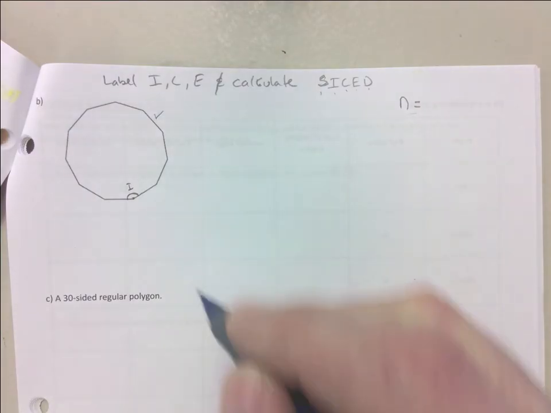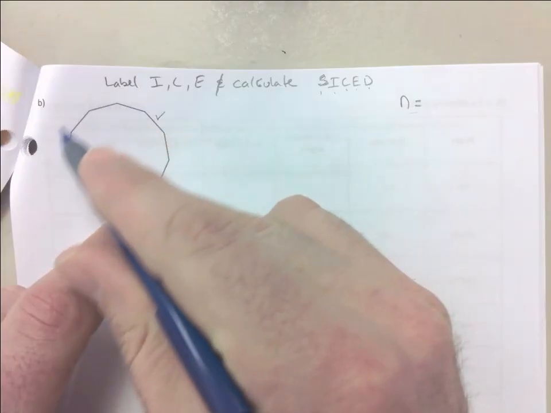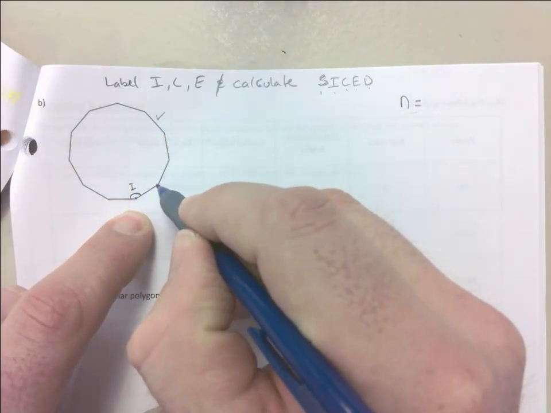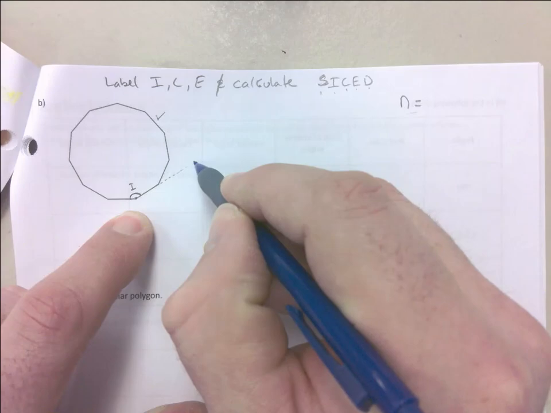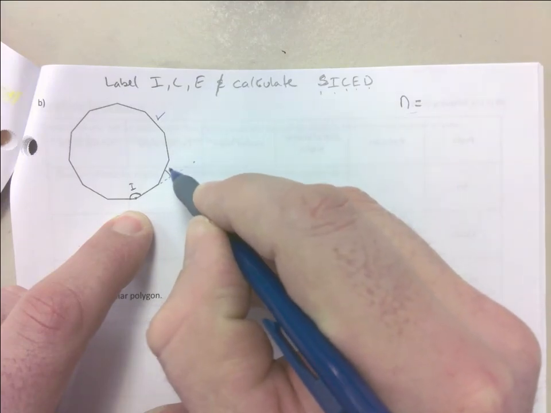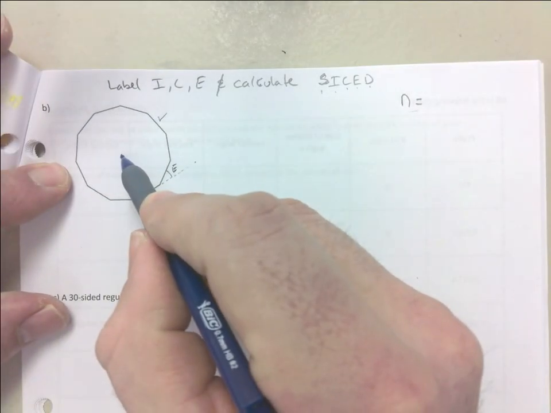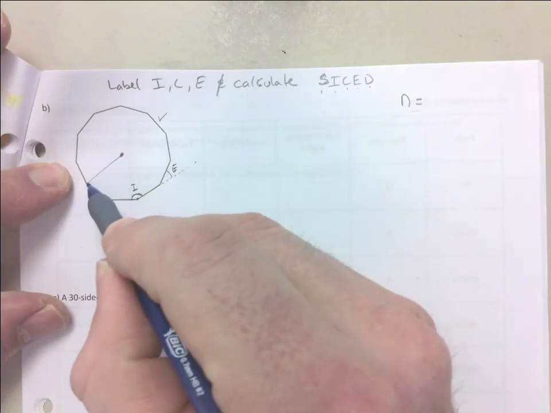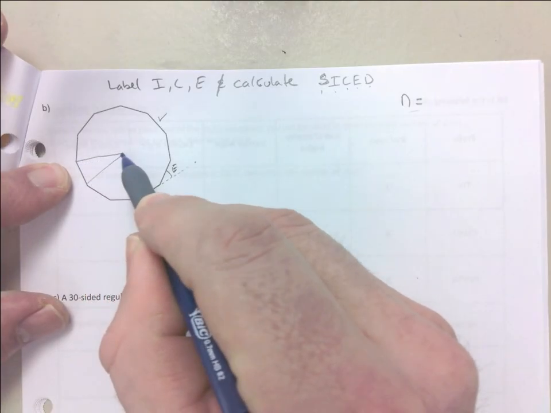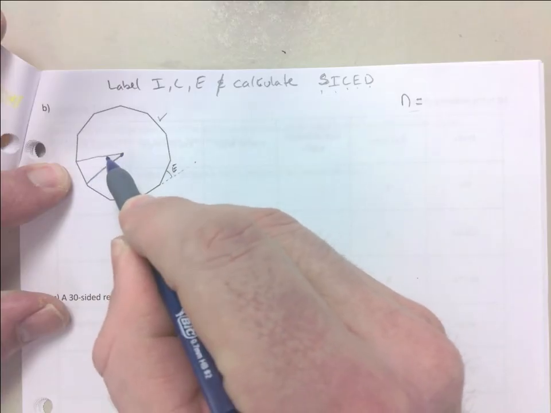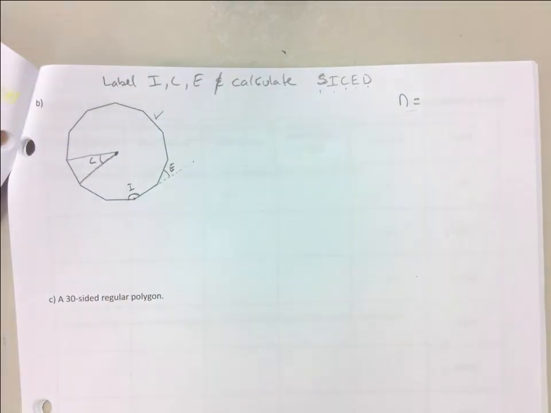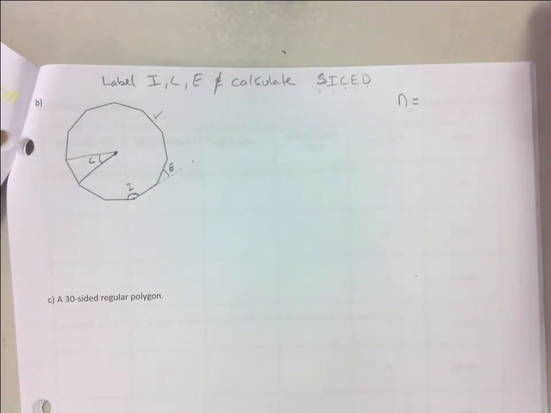Label one exterior angle. You take one of the sides and you just extend one of the sides like this, make an arc like that. That is one exterior angle. Label one central angle. You go to the center, you take one of the sides, and that's your pizza slice right there. And you put a C there. So those three angles you're supposed to identify, okay?